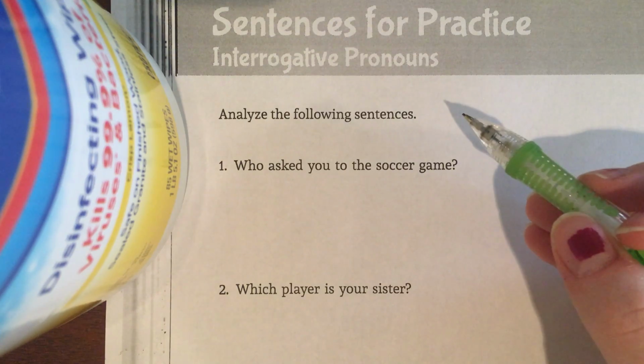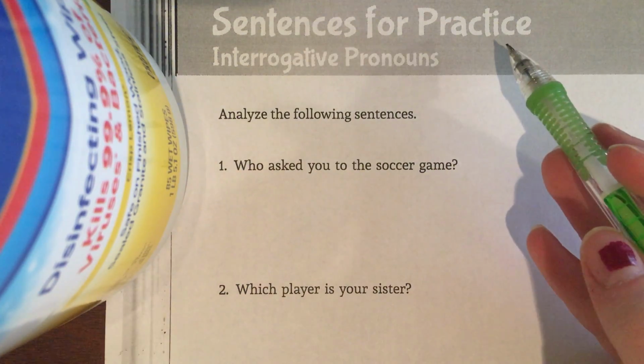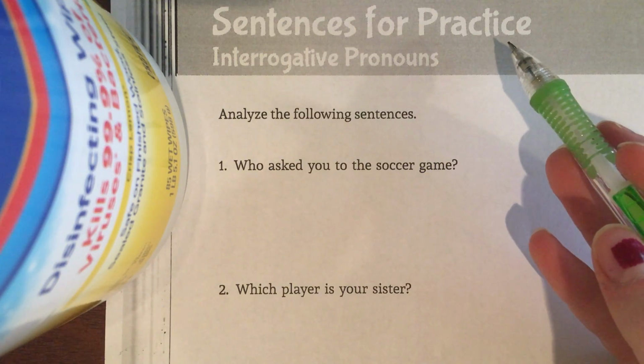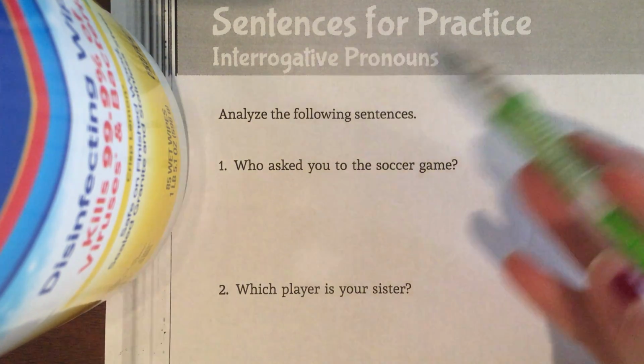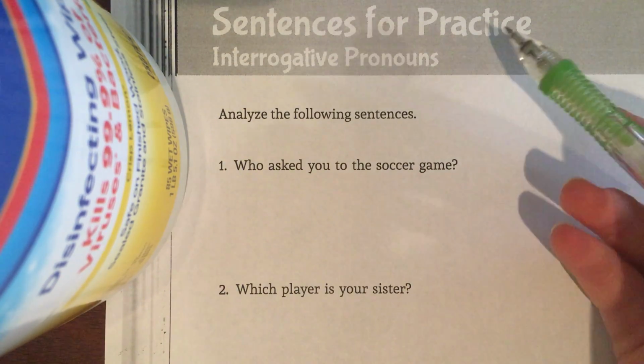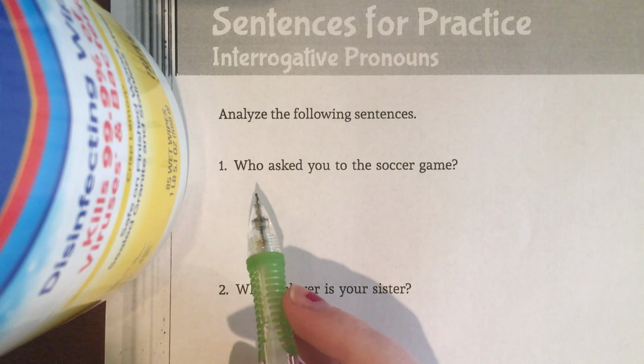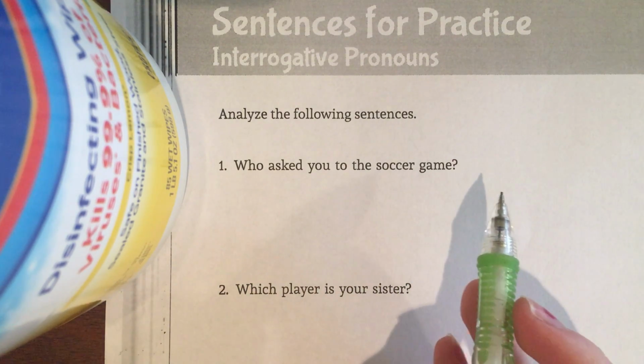These are from chapter 6. These are the sentences for practice at the end of the chapter if you want to follow along and do them with me, but they're not part of the A, B, C exercises that you'll be doing by yourself. Let's start with this first sentence. Who asked you to the soccer game?